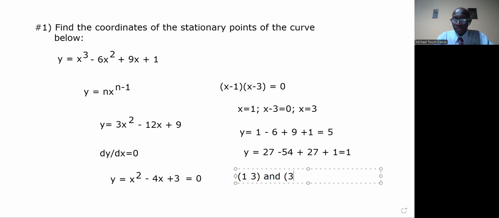The stationary points are 1 and 5, I beg your pardon, and 3 and 1. So these are the stationary points.